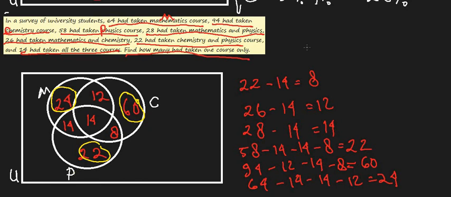Okay, so to answer the question, how many taken one course only, which is 24 plus 60 plus 22. If I'm not mistaken, will be 106. Okay. So 106 students take only one course. Okay, that's it for today.